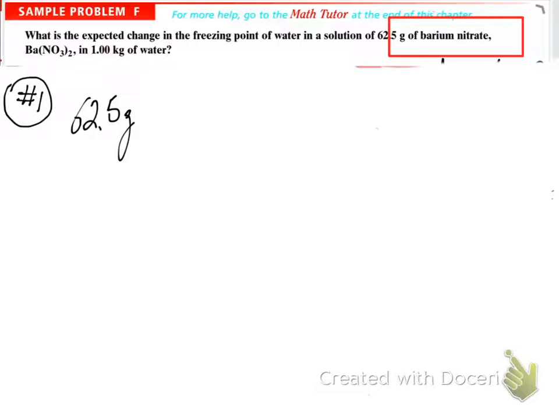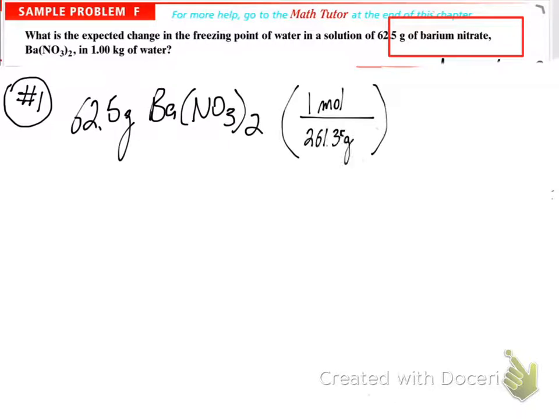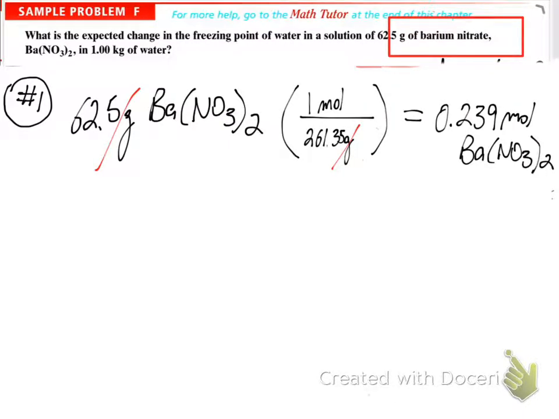So the first thing, because we've got to first calculate the molalities, is to figure out the number of moles contained in my given 62.5 grams. When I do that using the periodic table, I figure out that the molar mass of barium nitrate is 261.35. Notice that grams gets canceled out. I'm left with moles. So I have 0.239 moles contained in 62.5 grams of the barium nitrate.